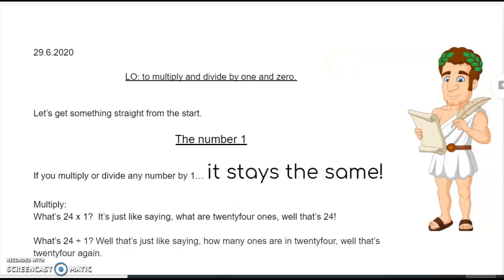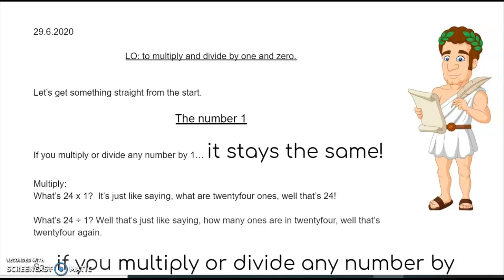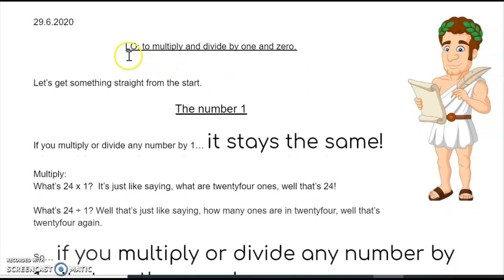For a change, children, today's lesson is on a Google Doc. And it's really short and sweet. Let's have a look at it. The learning objective is to multiply and divide by 1 and 0. Lots of you will know all about this. A lot of this term's learning is all about recapping what you already know.